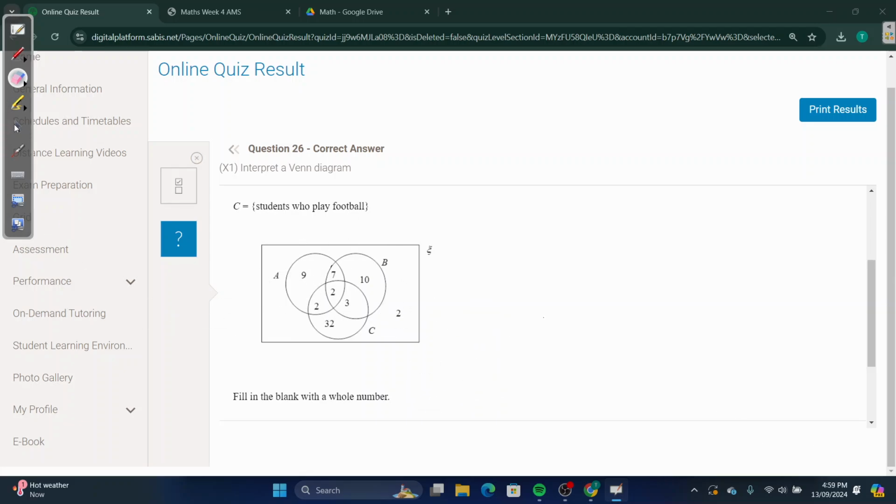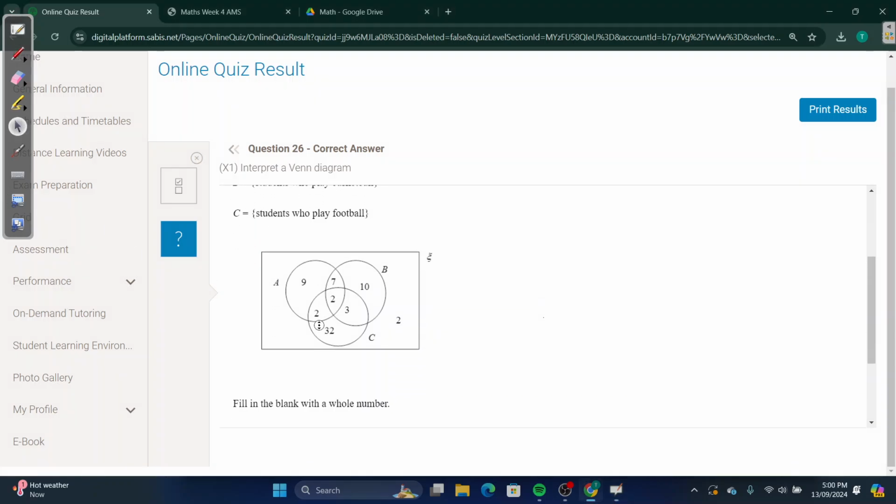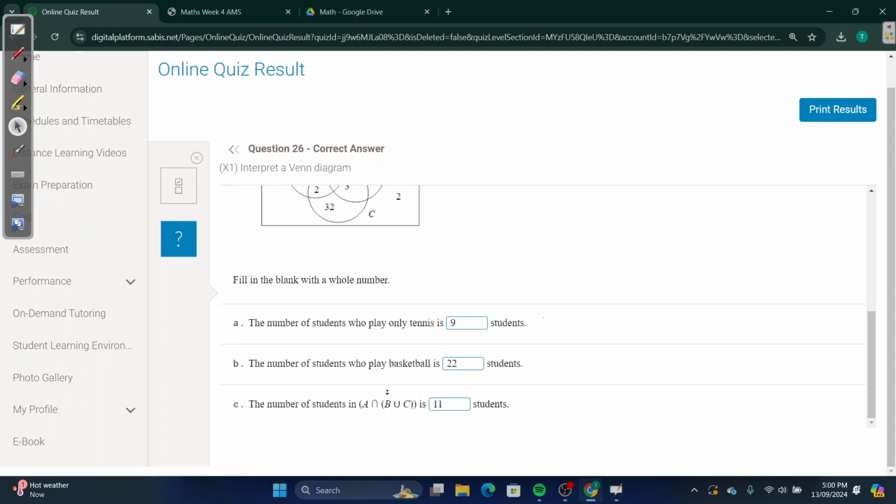Now, not only basketball, everyone who plays basketball in general, because 10 is the people who play only basketball, 7 is basketball and tennis, 2 is who plays everything, 3 is basketball and football. Okay, so we added them, we got 22, right?